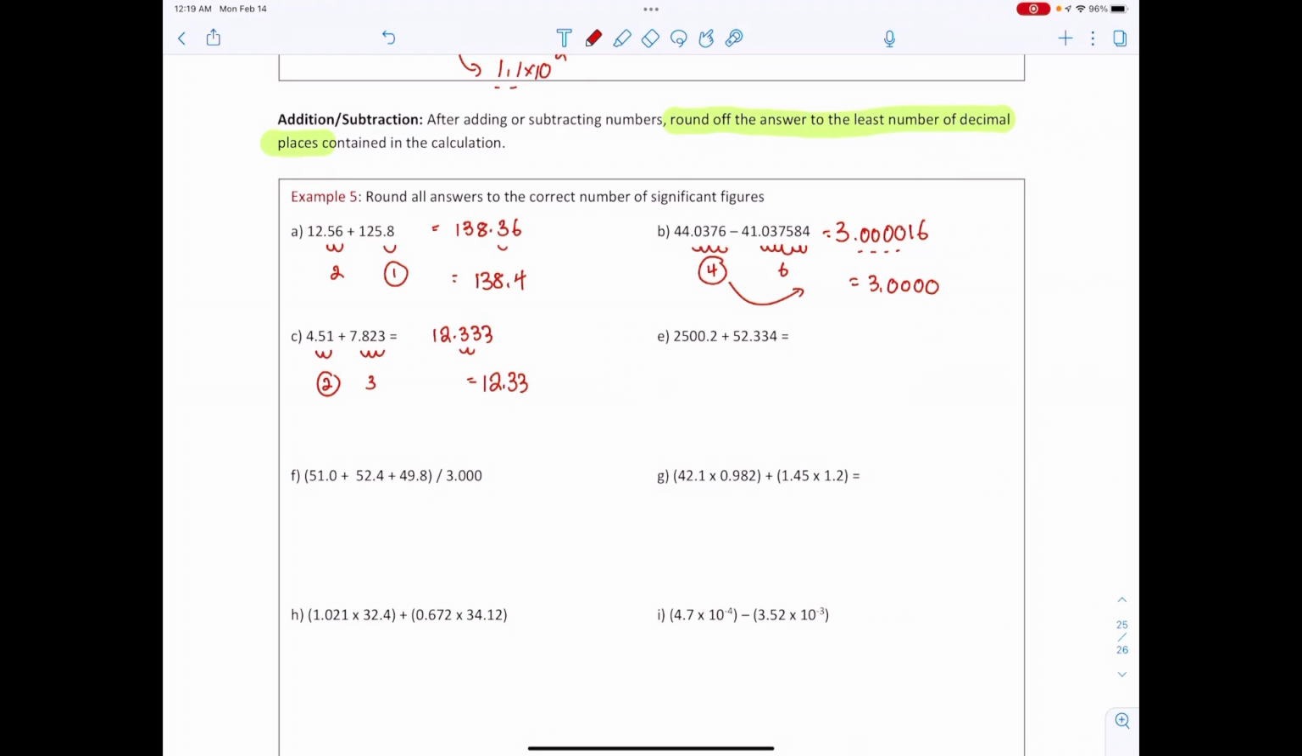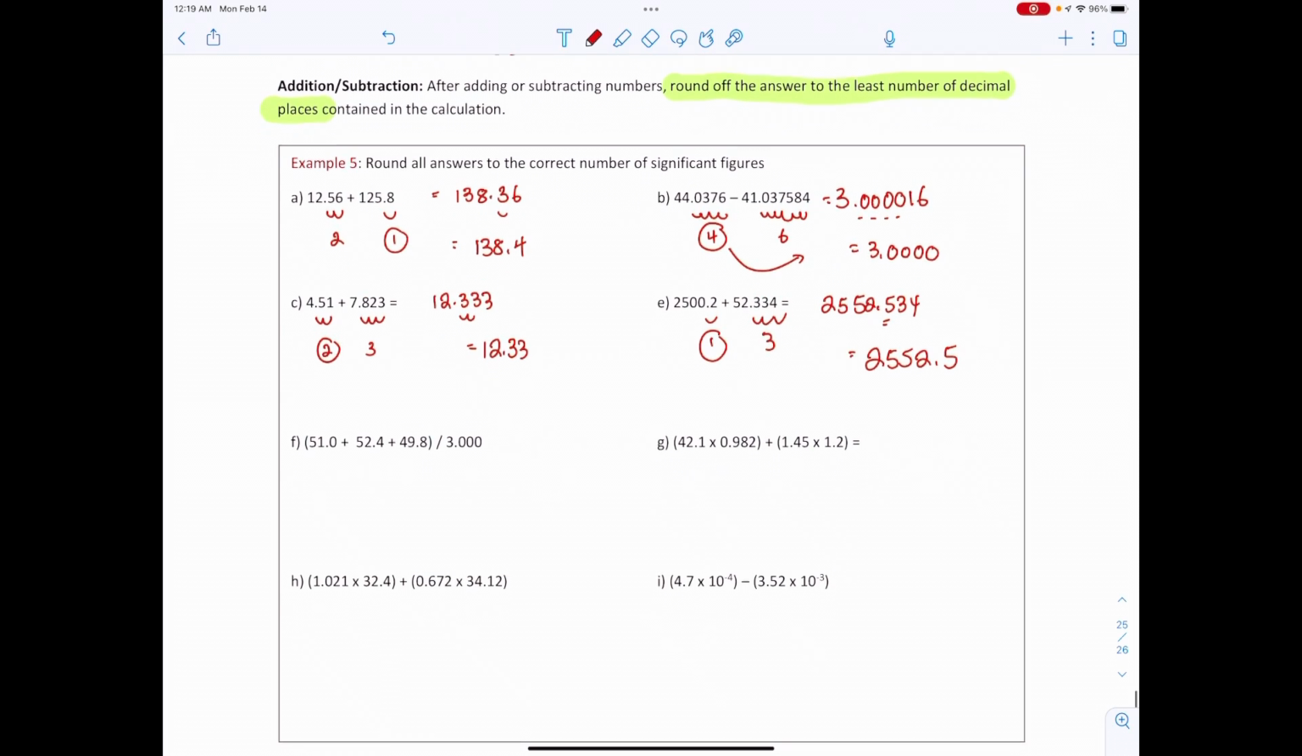Okay, in E, whoops, I skipped D, but in E, if you add it, you get 2,552.534. Looking at the question, this is 1 decimal place, 3 decimal places, so we're going to choose the lower one, which is 1. So we're going to make sure we only have 1 decimal place. This is going to be 2,552.5.